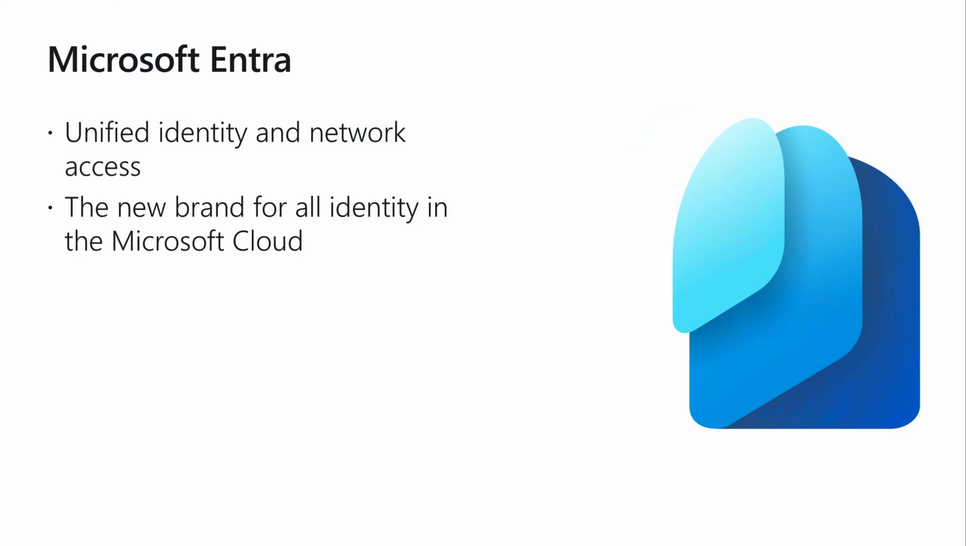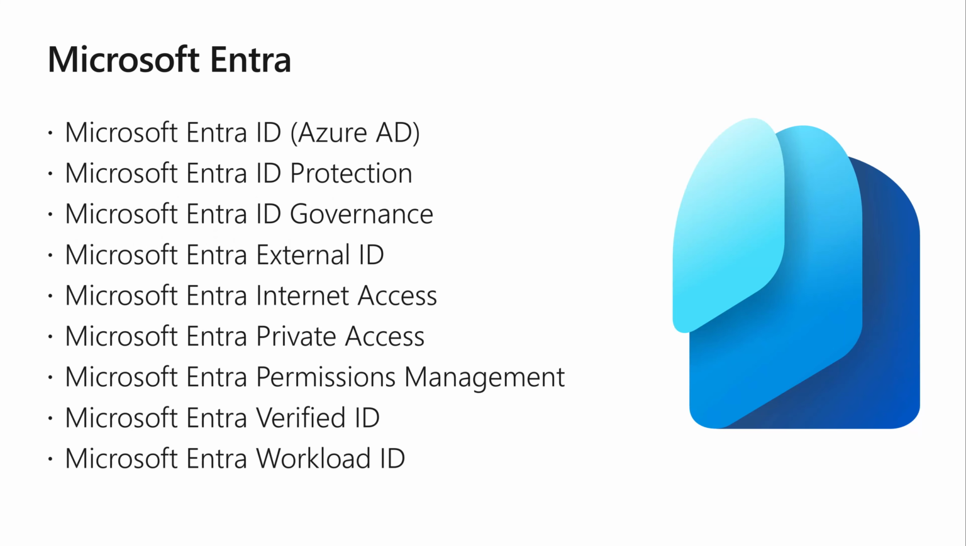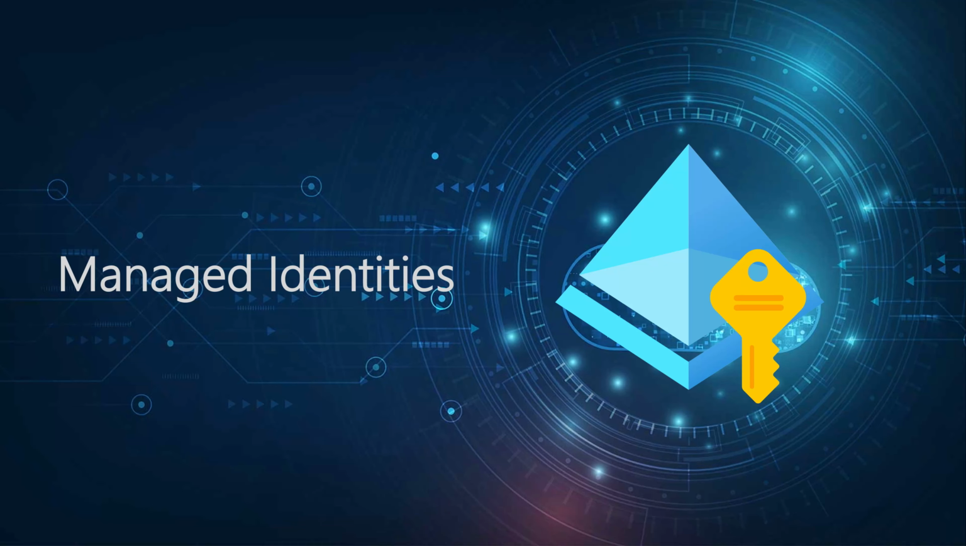This is basically the unified identity and network access. It's a new brand that Microsoft created a couple of years ago to be the umbrella for everything around identity and network access. There are several services, and this is just a few of them, like Entra ID, which used to be called Azure AD. There is Entra ID Protection, Governance, a bunch of stuff. But again, we're not here to cover this part. We're here to cover a really, really important thing for me, which is managed identities.